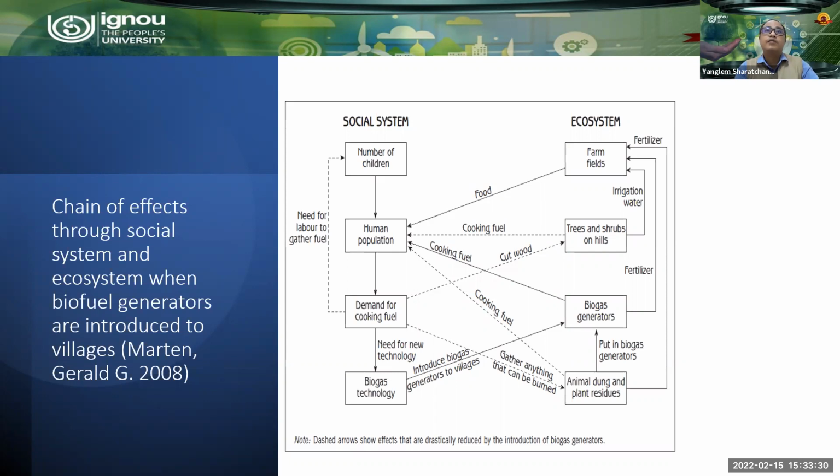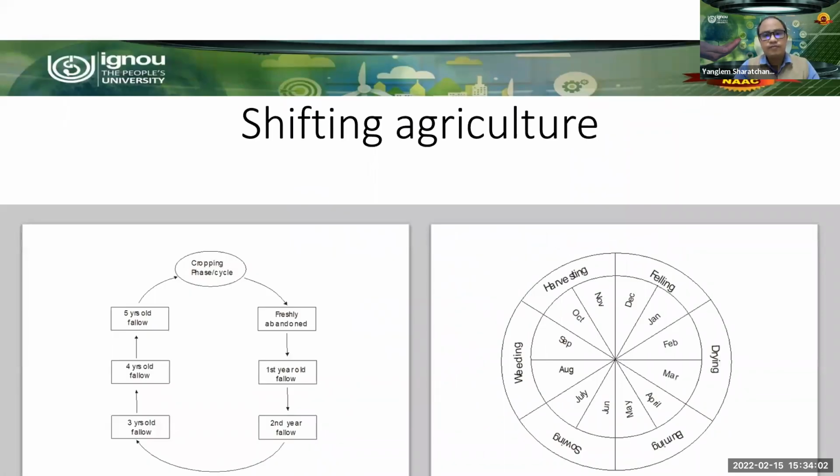when we use fuel for cooking purposes, the cow dung cake is used for cooking. Now, because of having your LPG gas connection for the purpose of your cooking, that cow dung can be used for fertilizing your field. So this chain of effect needs to be understood properly from the lens of sustainability.